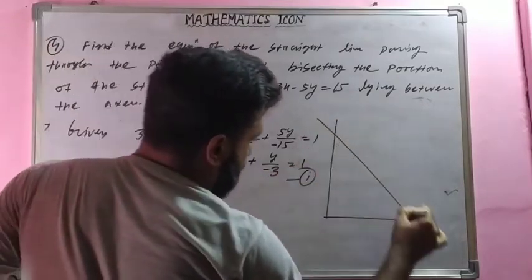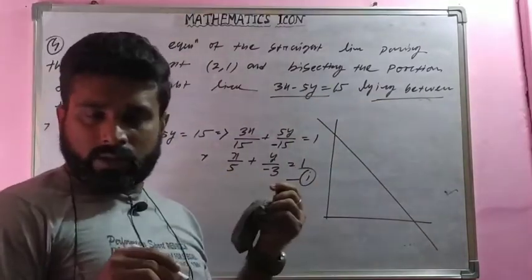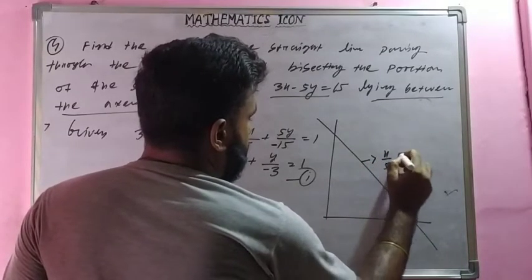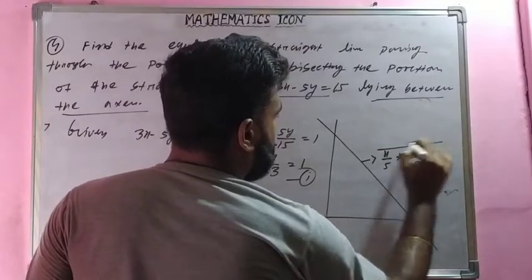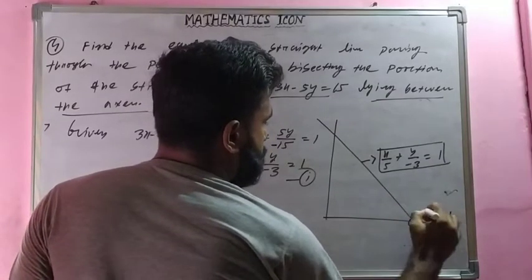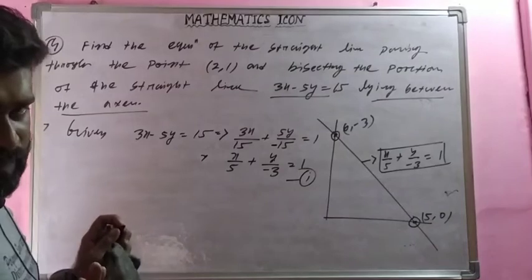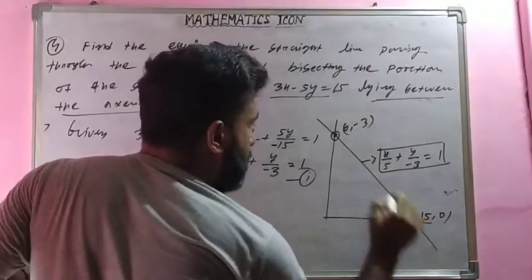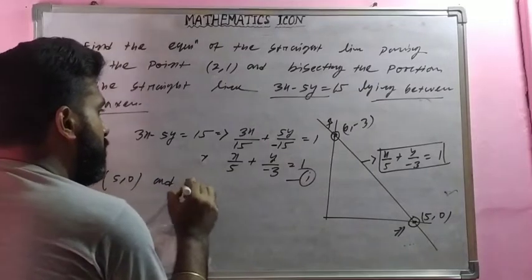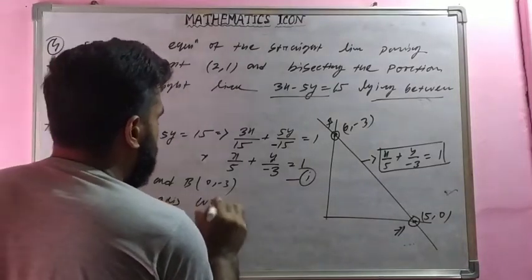So this straight line lying between the coordinate axes, just you can see the straight line lying between the axes. So that means this straight line formation will be like that. x by a plus y by b equals 1. Okay, so this straight line formation is x by 5 plus y by minus 3 equals 1. So these points are 5, 0 and this point is 0, minus 3. Okay. So this point is A and this point is B. So here A (5, 0) and B (0, minus 3) lying on the x-axis and y-axis respectively.